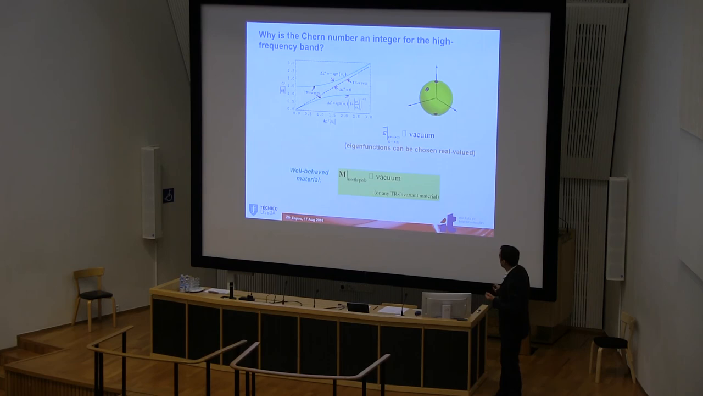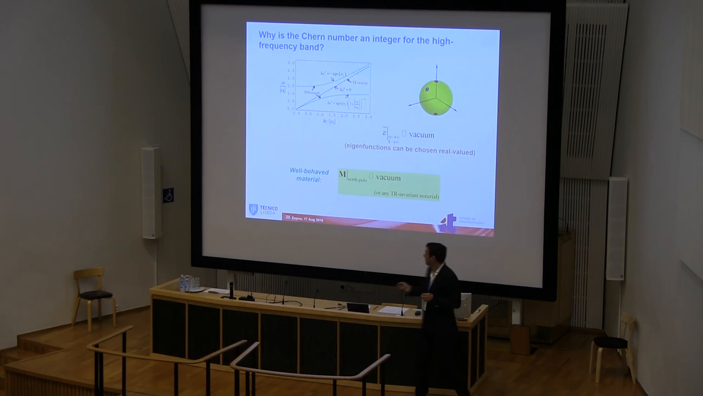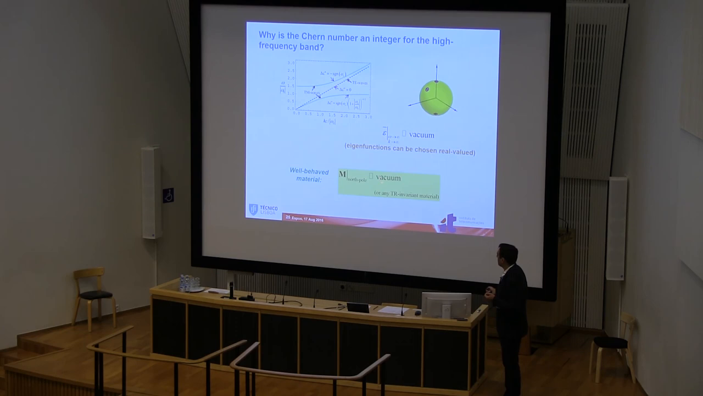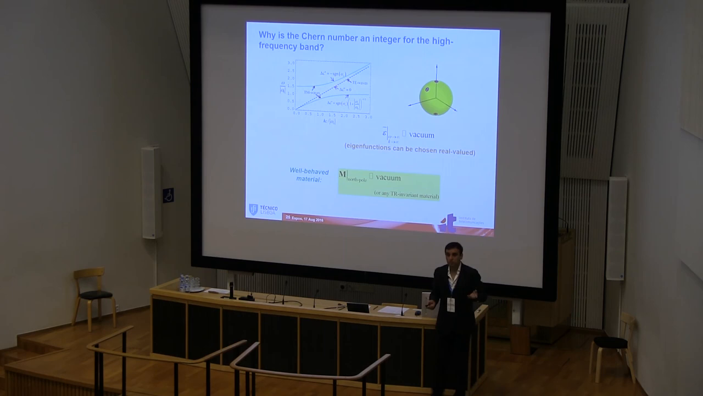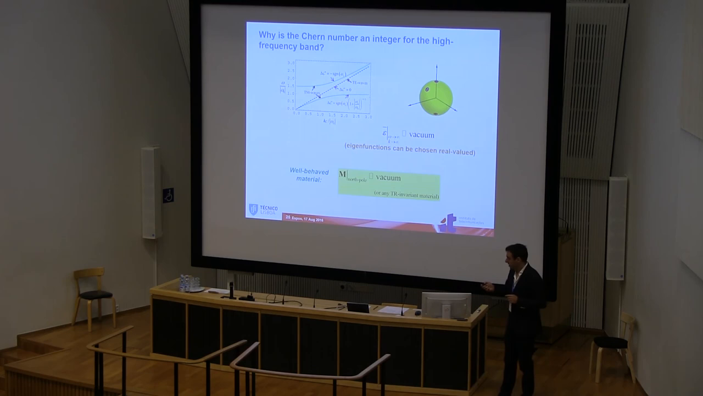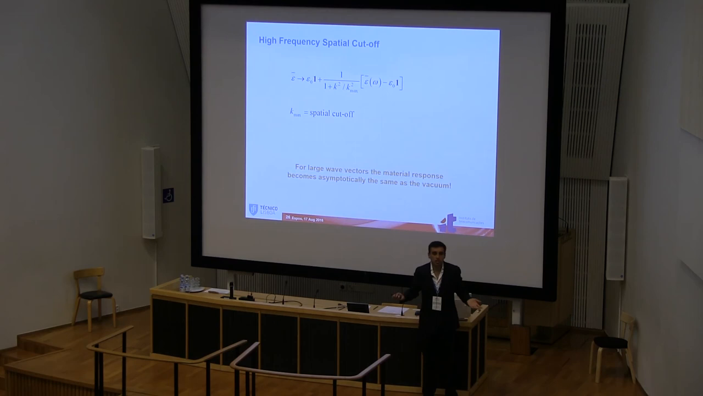If near the North Pole, which means when k goes to infinity, the material response is similar to that of the vacuum. Or actually, you can relax this condition and just say that it's similar to the response of any reciprocal material. It's even simpler. So if you can guarantee this, then you are good. The shared numbers will be integer. But normal materials don't satisfy this condition. We've just seen that. So how can we solve this problem?